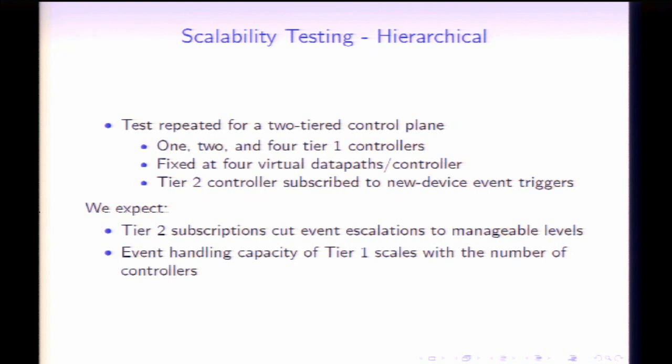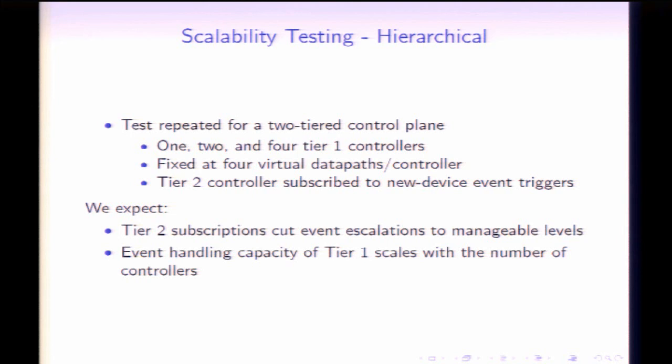And now I try to apply this same type of testing to a hierarchical scenario. I test out this 2-tier control plane. We have 2 tiers. The first tier has varying numbers of client controllers: 1, 2, or 4. And because we know that the optimal for Floodlight is 4 data paths, we fix each tier 1 controller to be connected to 4 data paths.